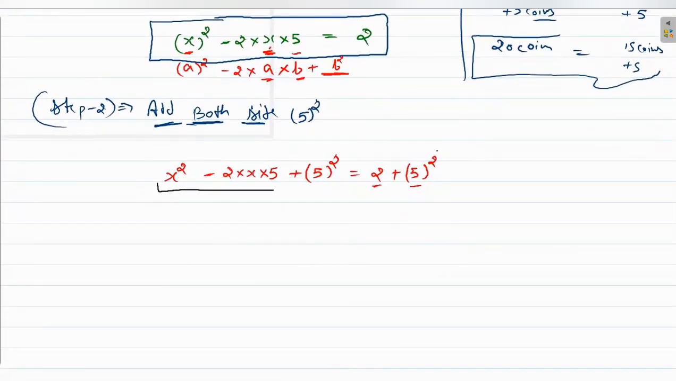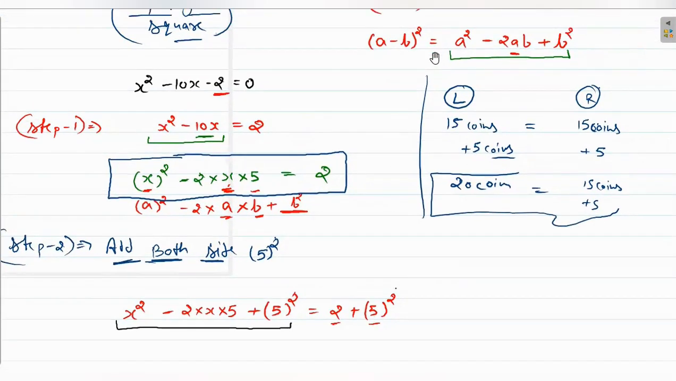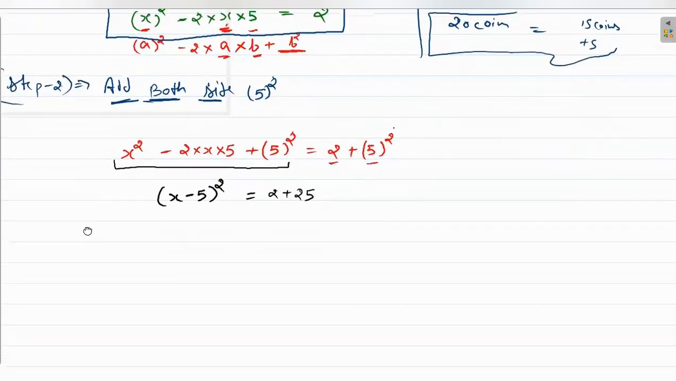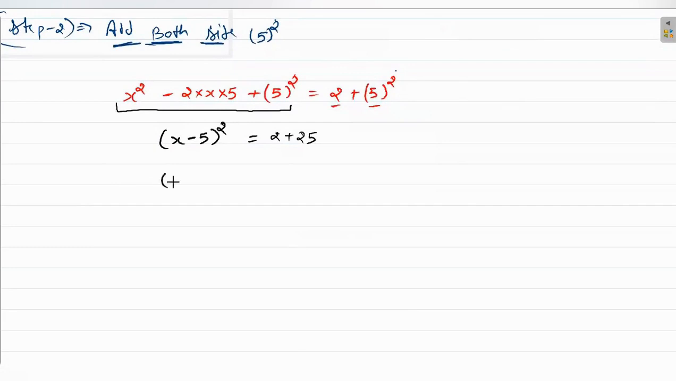Okay, so now if you look at this whole part, it looks like that identity. What was that identity? A minus B whole square. Yes or no? So can I write it as x minus 5 whole square? Sure. And 2 plus 25 I got on this side. Now x minus 5 whole square remains the same. This is 27 for me. Till this step, do you have any confusion? Yes, you said 27.